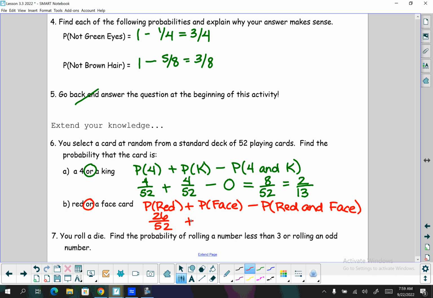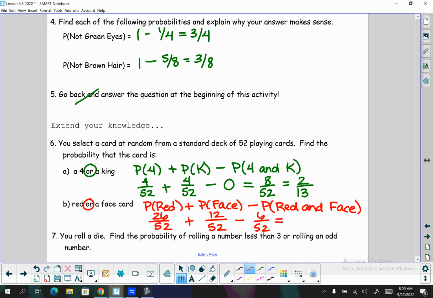All right, face cards are anything that has a face. So Jack, Queen, and King. How many of those do I have? 12 out of 52. Minus anything that's a face card and is red. So if I have 12 face cards, how many of them are going to be red? Half of them, 6. Those guys are counted in both groups. They're counted twice.